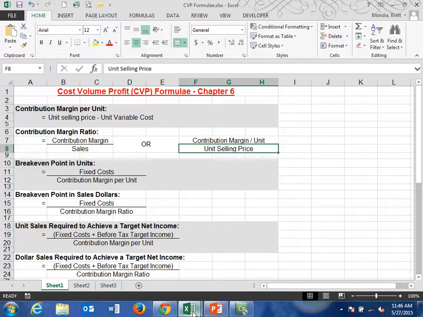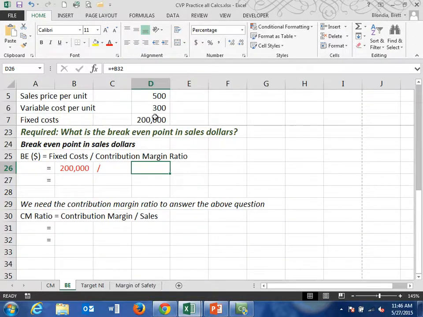Okay? So if we head back over to our question, we've got a sales price of $500 per unit, a variable cost of $300 per unit. So my contribution margin per unit is $200. We calculated that in the last little section. So I make $200 for every unit that I sell. To get the contribution margin ratio, you just take that $200 and you divide it by what you sell the product for, which in this case is $500. So 200 divided by 500 ends up being a contribution margin ratio of 40%.